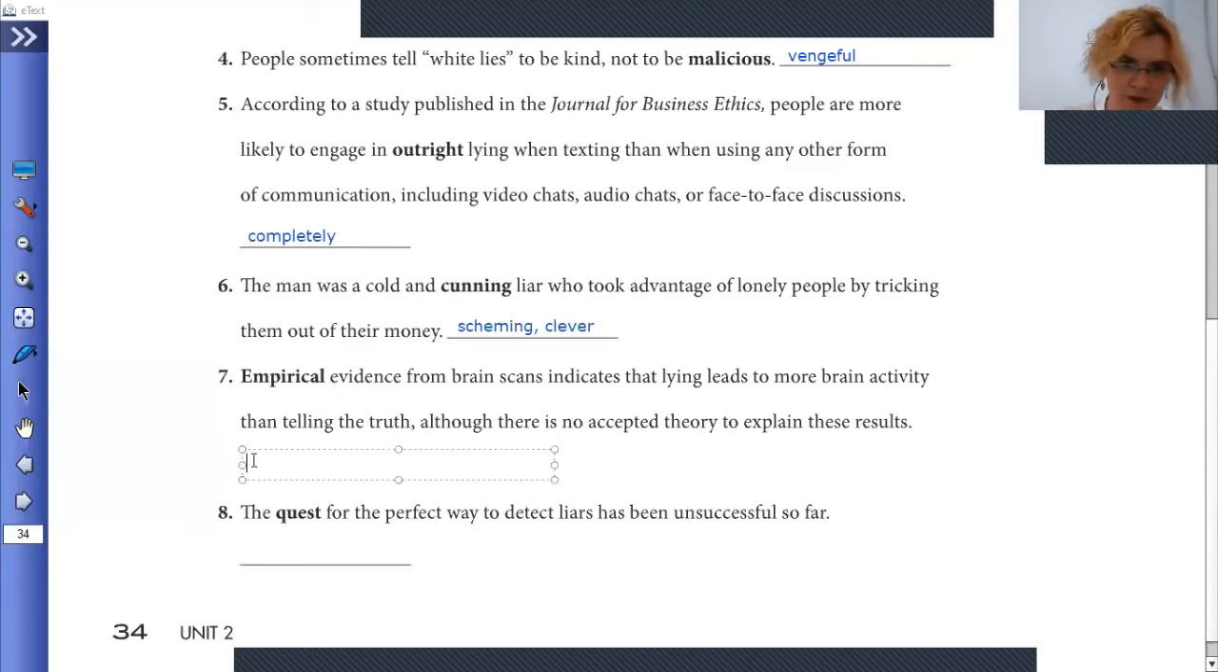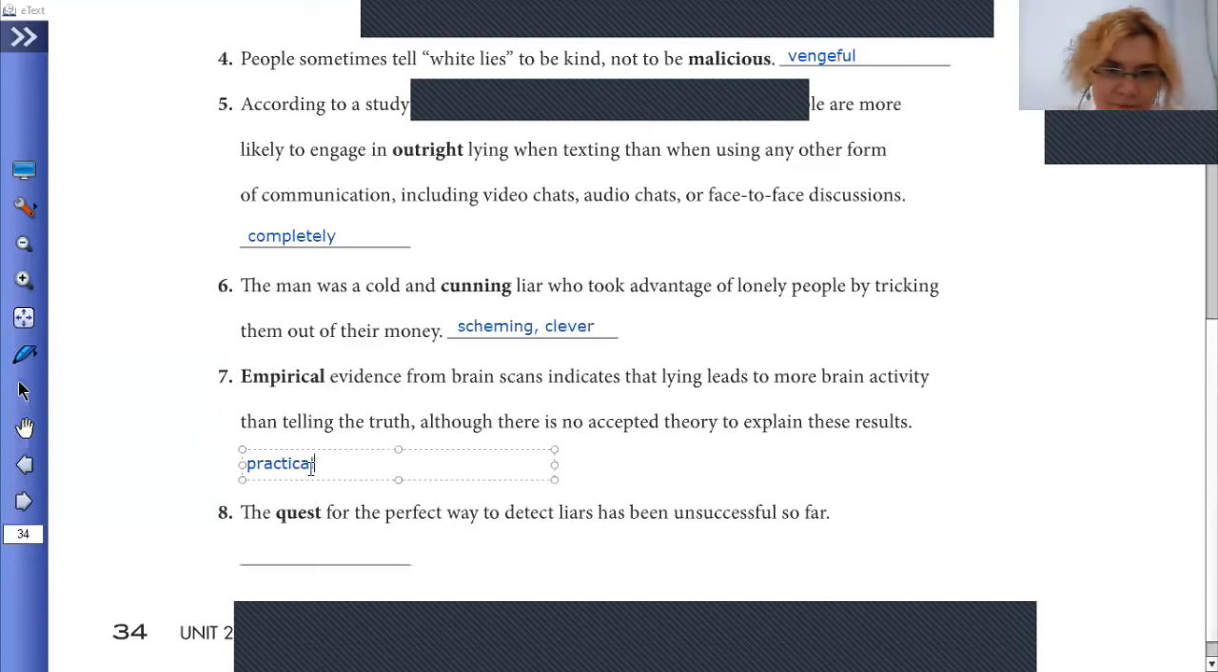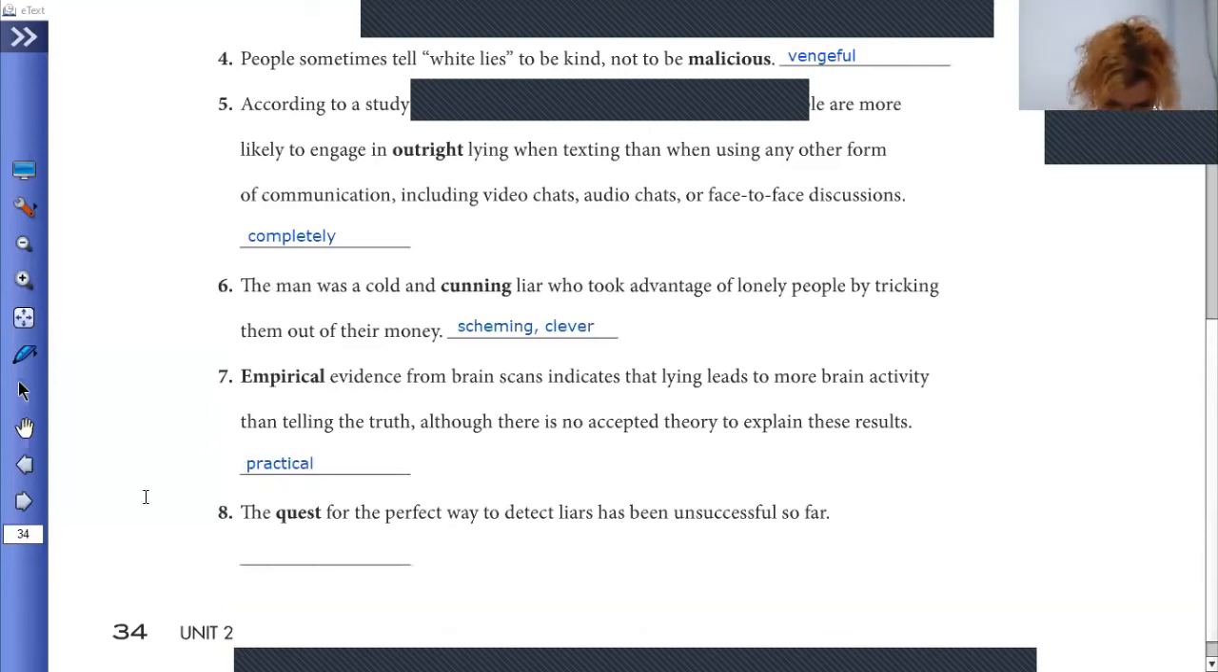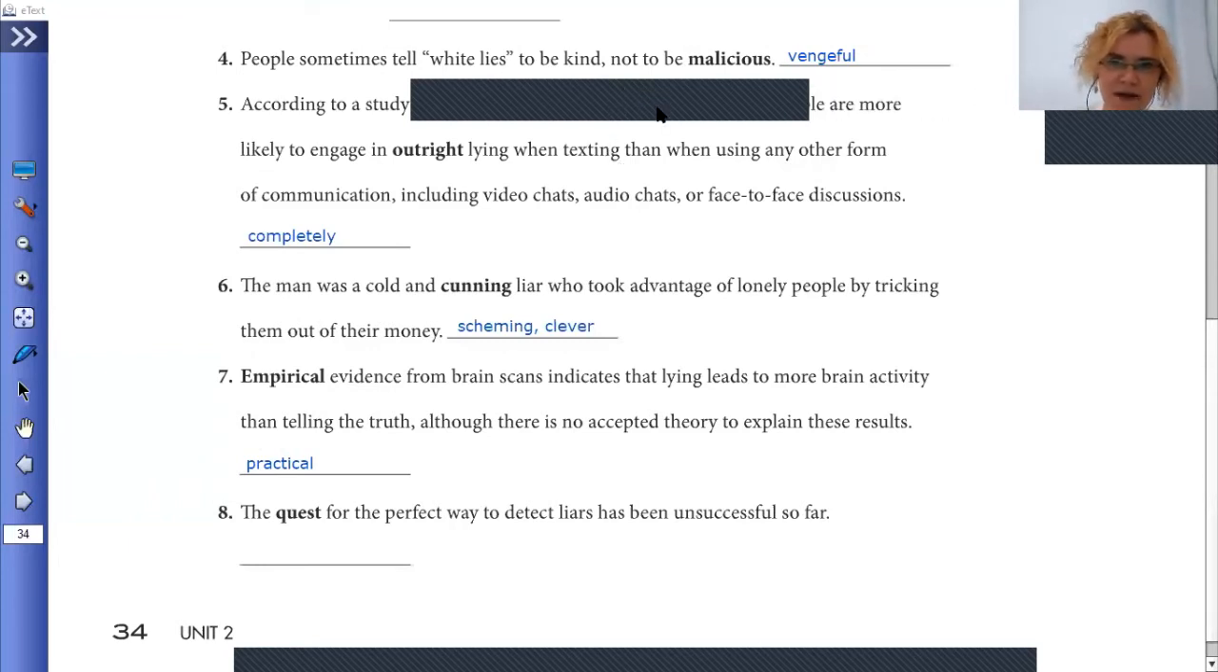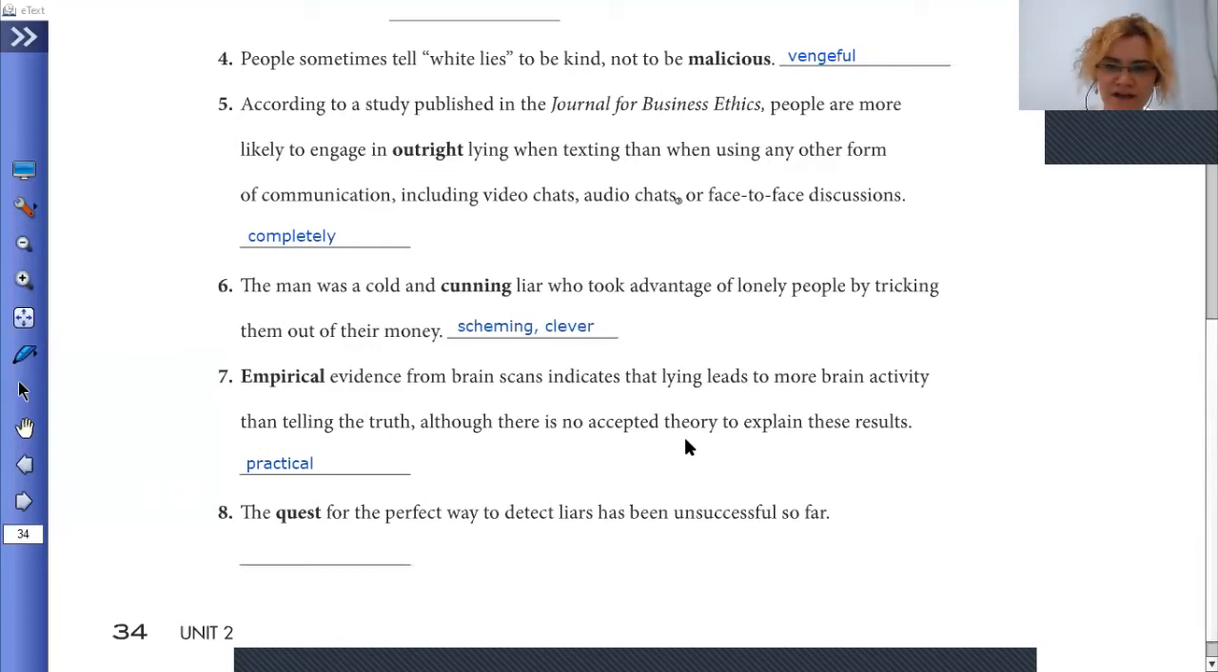So, wait, why are you not writing? Practical? Experimental? No. Practical? It can also be observed. It can be demonstrable. That's an interesting word. Yeah. So, and it can also be practical because basically empirical means that it involves a practical side of it.